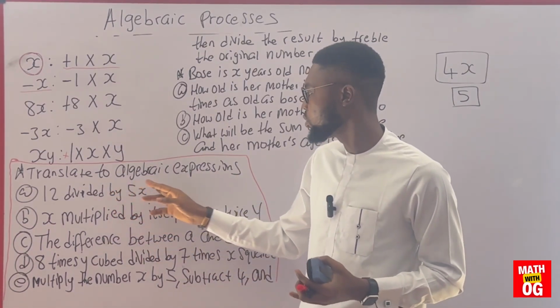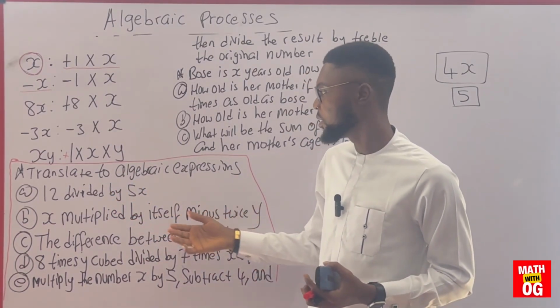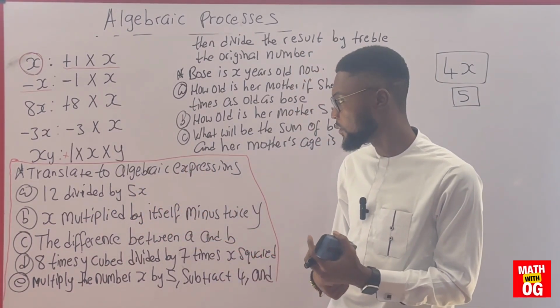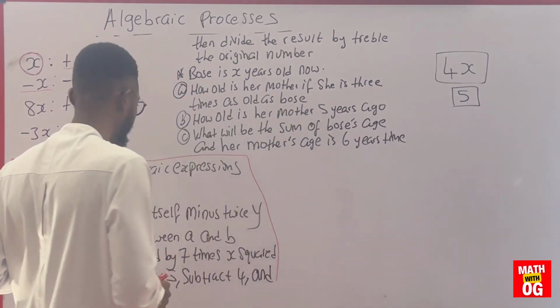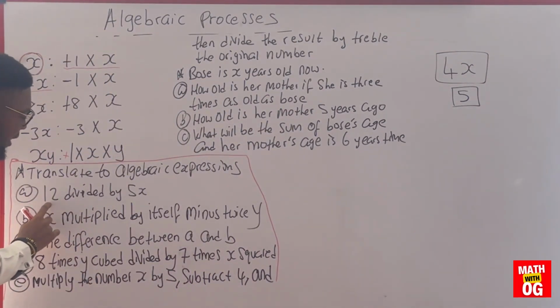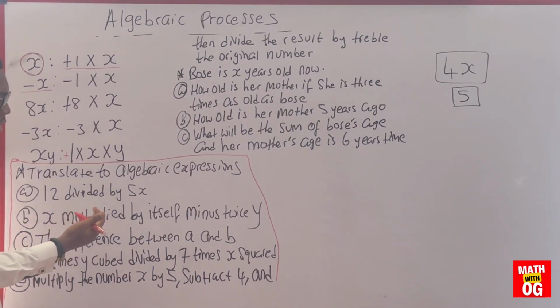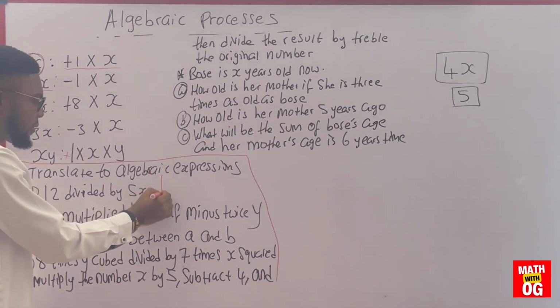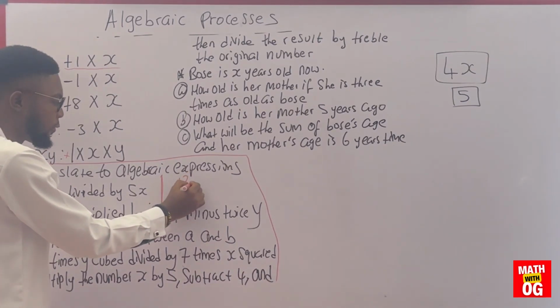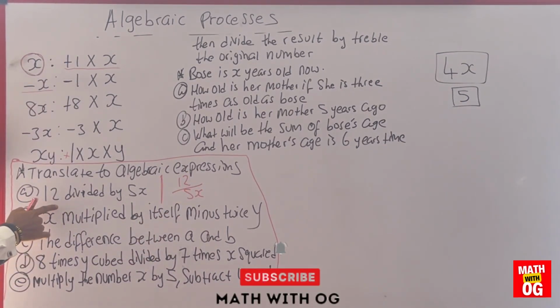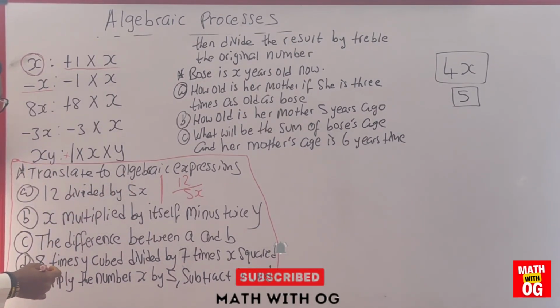Now let's play with this question. They say translate to algebraic expressions. Let's translate this English statement to an algebraic expression, starting with 12 divided by 5x. So let's divide 12 by 5x. This is pretty straightforward. If I divide 12 by 5x, this statement simply means 12 over 5x. As simple as that.